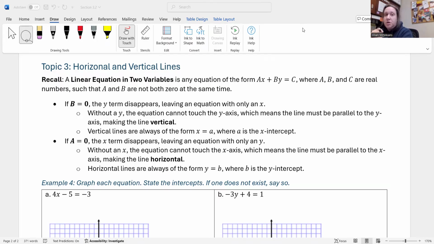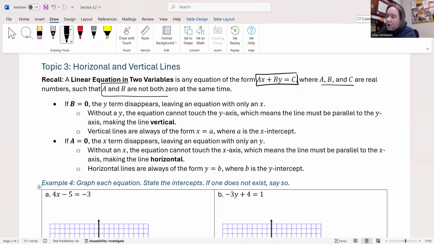We know that a linear equation in two variables is any equation of the form ax plus by equals c, where a, b, and c are real numbers. That means a, b, and c could be positive, negative, fractions, decimals, integers, zero, any of those numbers. The only condition we have is that a and b are not both zero at the same time. Okay? So if a is zero, that's okay, but b can't be. If b is zero, that's okay, but a can't be. So what we're going to talk about now is what happens when a or b is zero.